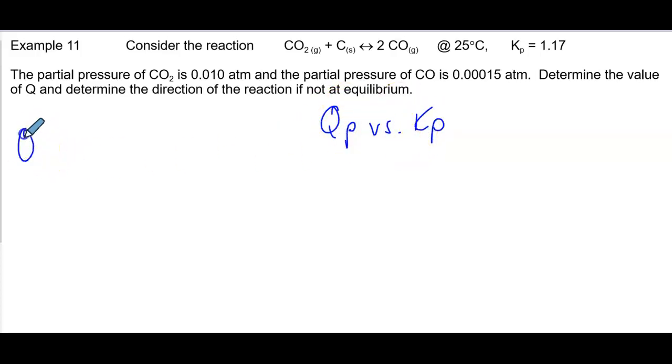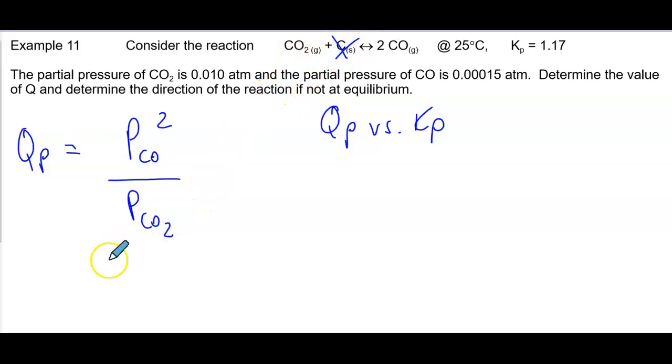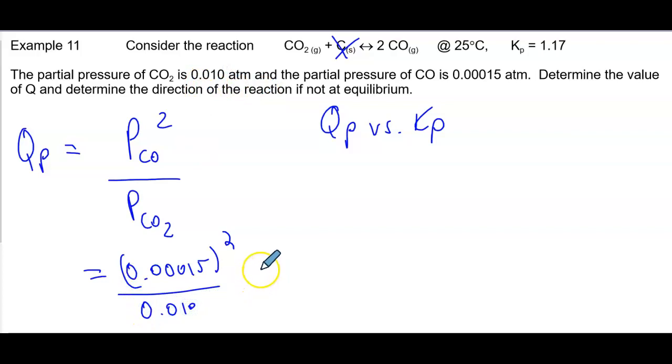So then we're going to think about what our Qp would be. It's going to be the pressure of CO squared. Here's my product. There's 2 of them. It's a gas, so it's okay to include. And then the pressure of CO2 to the first power, I would not put in this because it's a solid. So then I look for the pressure of carbon monoxide, so 0.00015. I'm going to have to square that over the pressure of carbon dioxide, 0.010.